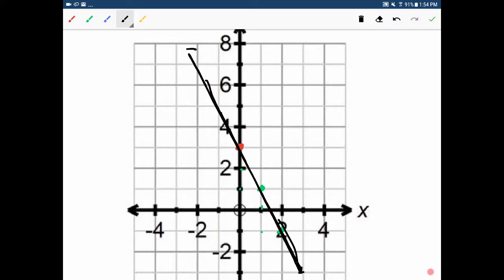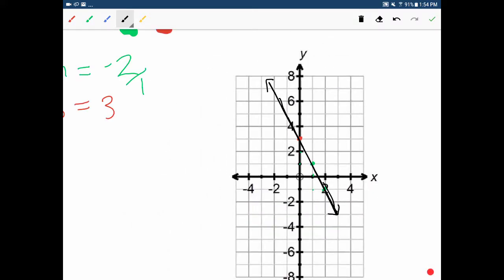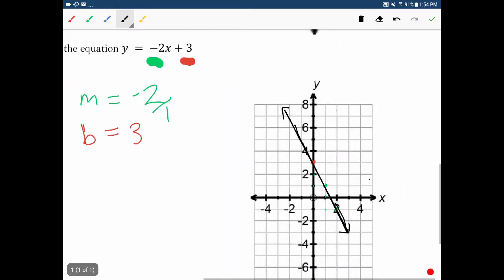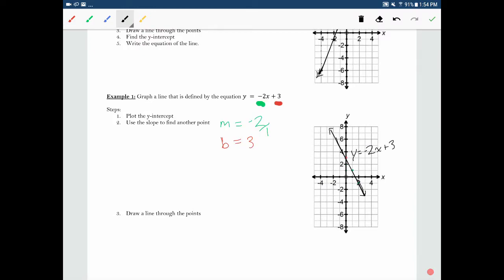I'm trying to use a ruler on a tablet. They're not meant to be used that way, but that's okay. There we go, I think we did pretty well. All right, and then you do have to label your equation again. So we write y equals negative 2x plus 3. And then we are all done.